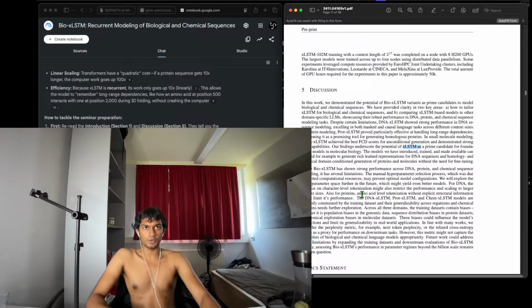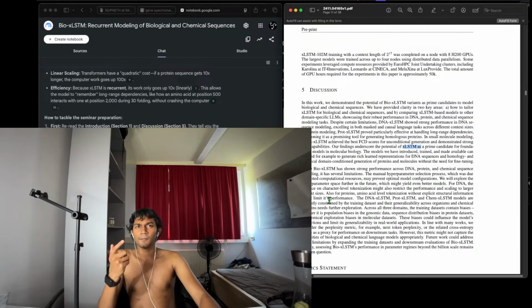Also for proteins, amino acid level tokenization without explicit structural information might limit its performance. So we're talking about we don't know what specific amino acid does, or we don't know how many functions this specific one has. Okay, I understand. We don't have enough information.